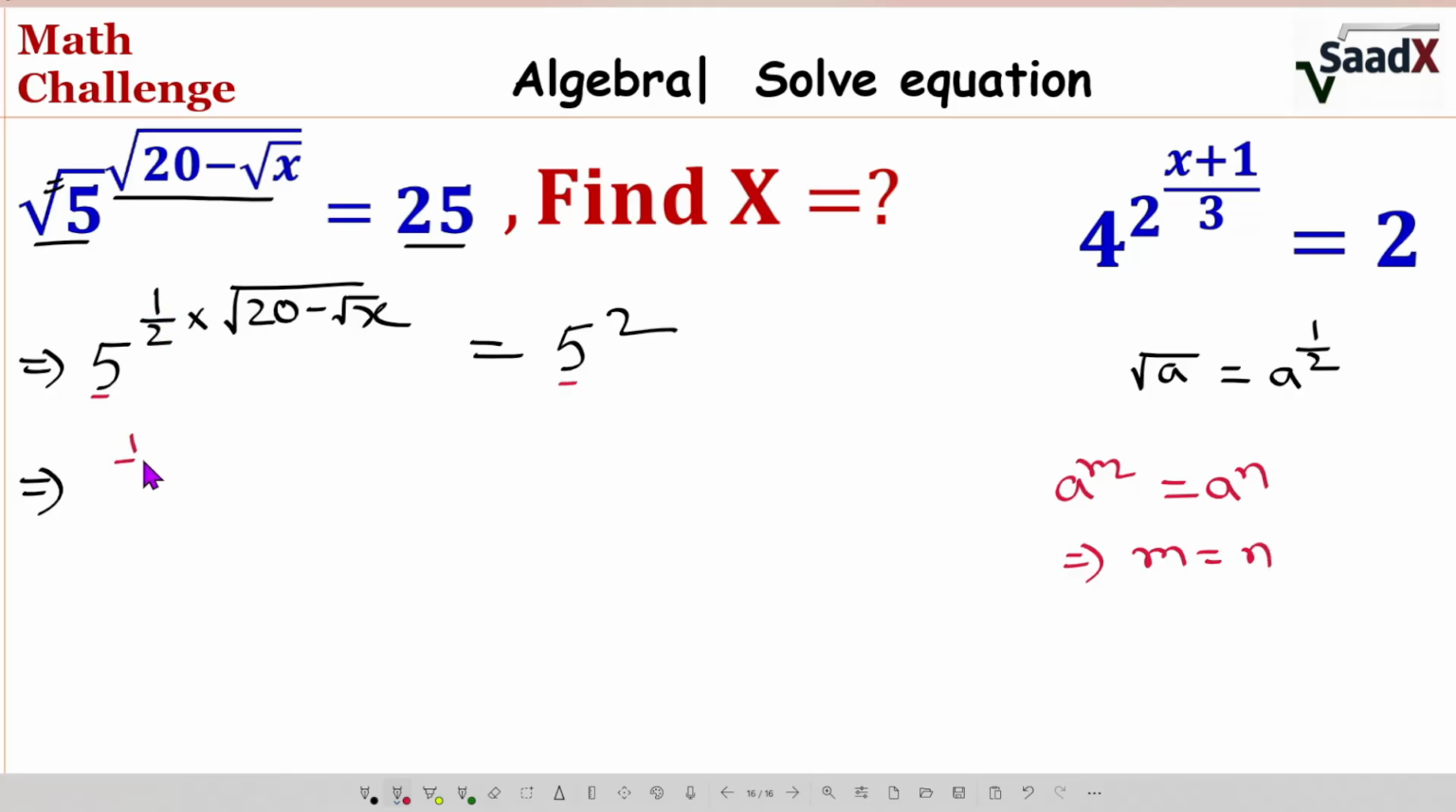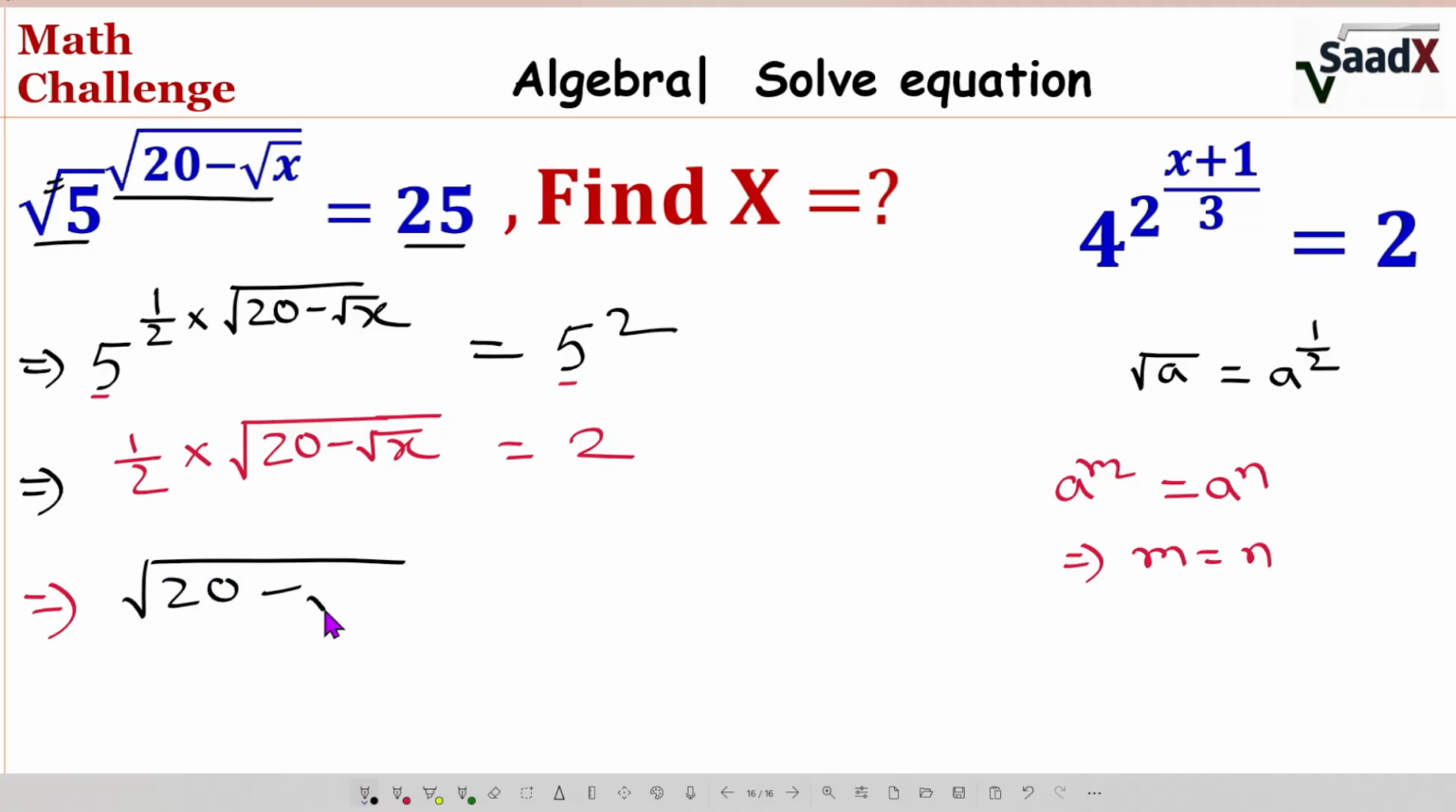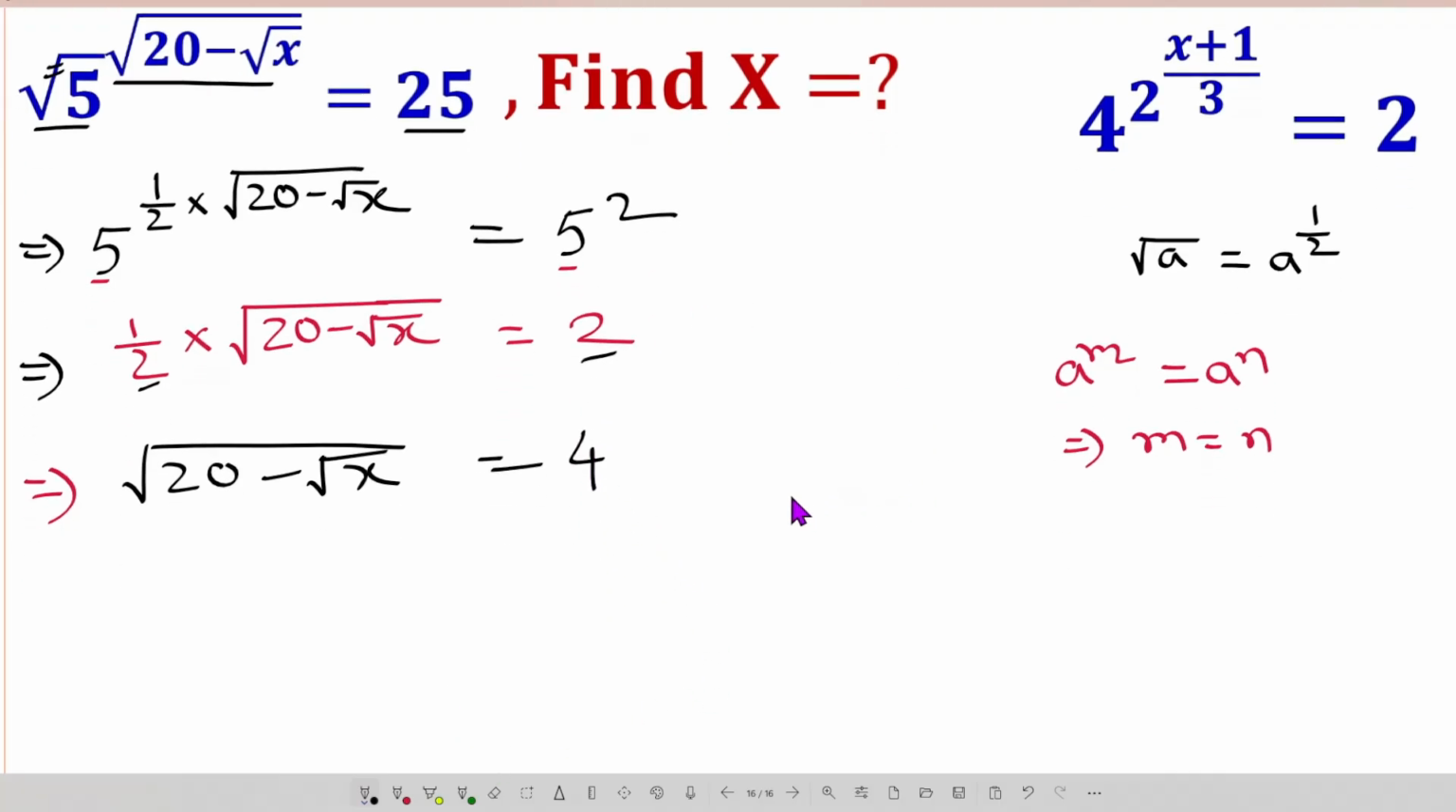So here is 1 by 2 times (root 20 minus root x) equals 2. Okay, now we can cross multiply. So here is root 20 minus root x equals 2 times 2, which is 4. Okay, so now we can square both sides. So 20 minus root x equals 4 squared.